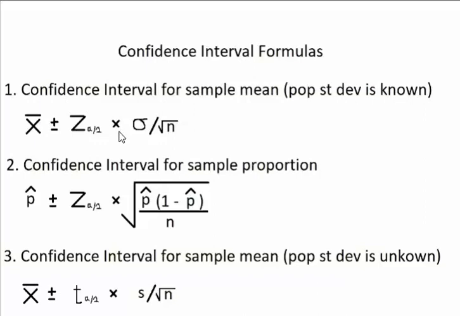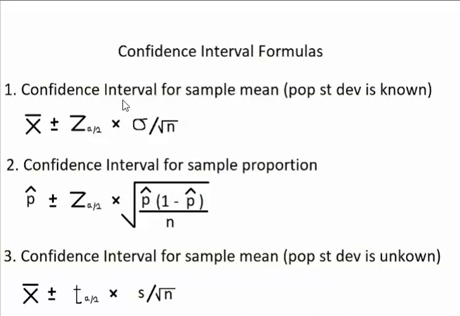Now, the second situation is creating a confidence interval for a sample proportion. So in this situation, what you do is you calculate a sample proportion with your data set, which is p hat. X bar is sample mean, p hat is sample proportion. Then you calculate the margin of error for your proportion, which is using this formula. Then you add and subtract to get your interval.